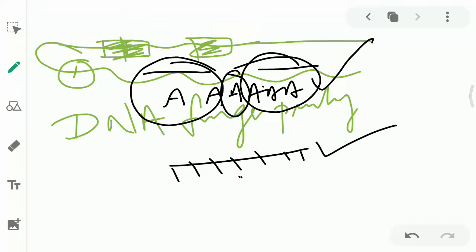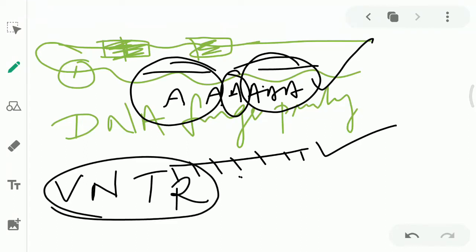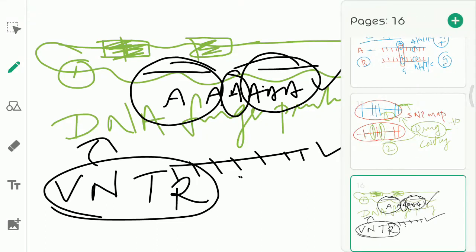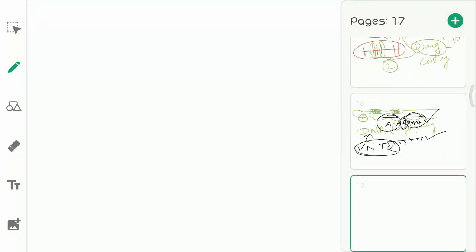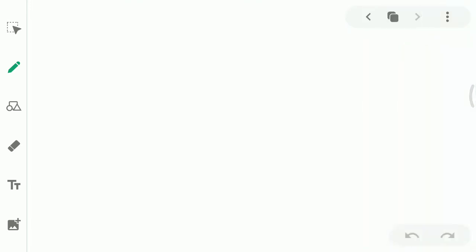And such variable number of tandem repeats are used in DNA fingerprinting. So DNA fingerprinting also depends upon SNP. One DNA fingerprinting we already discussed with the help of RFLP, and this is another DNA fingerprinting which is with the help of tandem repeats, and SNP plays an important role here.